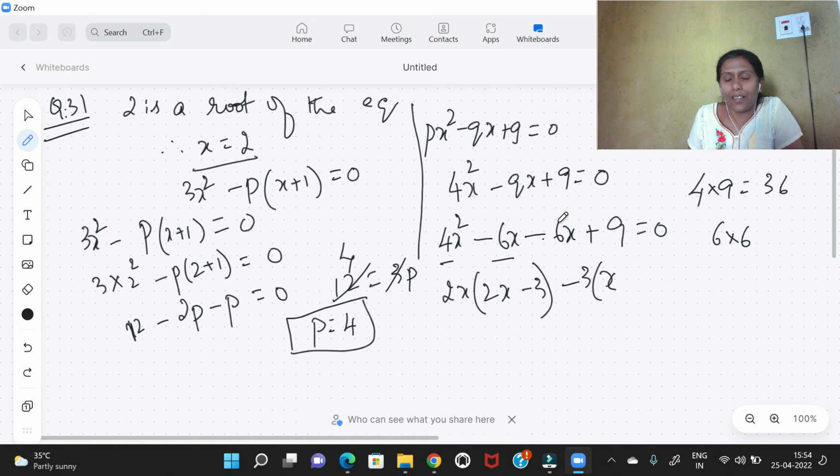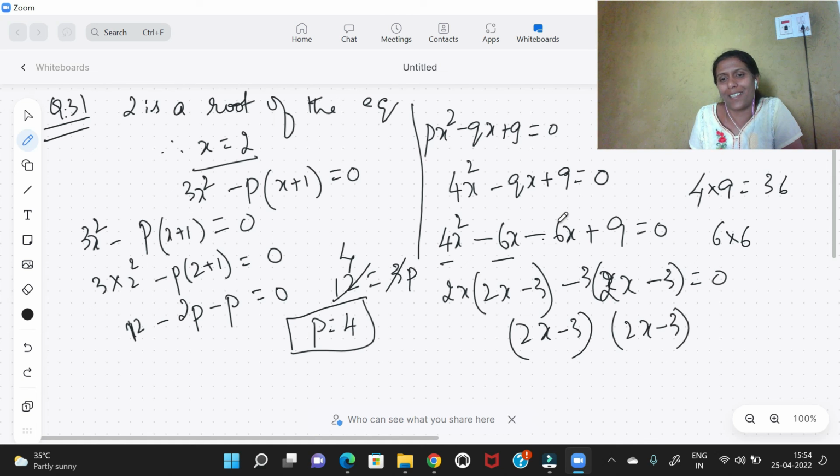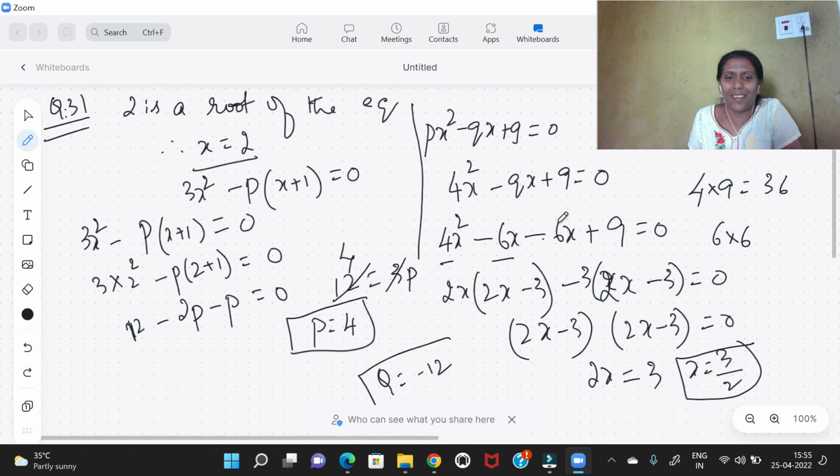Take 3 out, and 2x minus 3 is equal to 0. So 2x minus 3 into 2x minus 3 are the factors, which is 2x minus 3 is equal to 0, or 2x is equal to 3, or x is equal to 3 by 2. So therefore the value of q is minus 12.